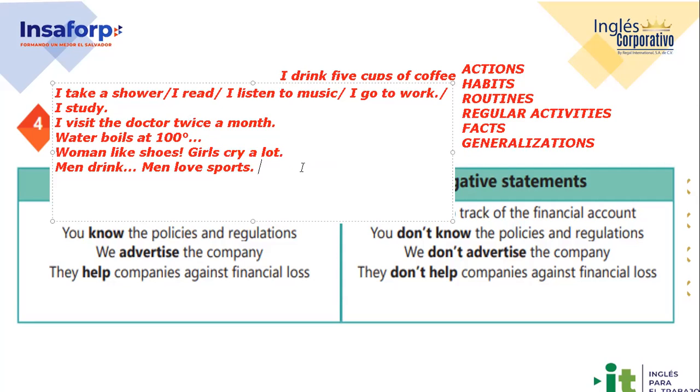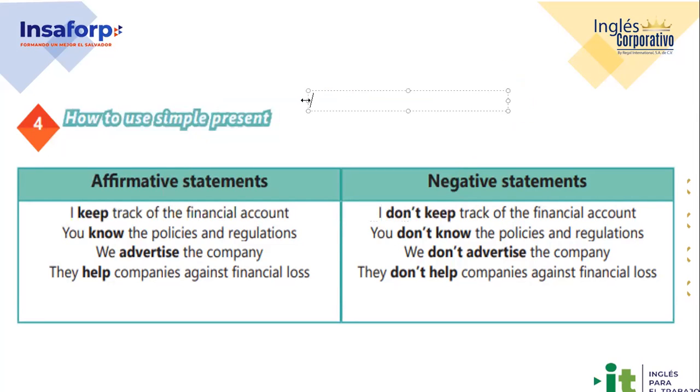Okay, let's see. Entonces, estos son algunos de los usos del simple present. Actions that express habits, routines, regular activities, facts, and generalizations. So now we're gonna start with the examples. Entonces, ahora vamos a ir con los ejemplos. Vamos a ver parte de la estructura. And what is the structure for a positive sentence? So we're gonna need a subject plus what? A verb plus a complement.